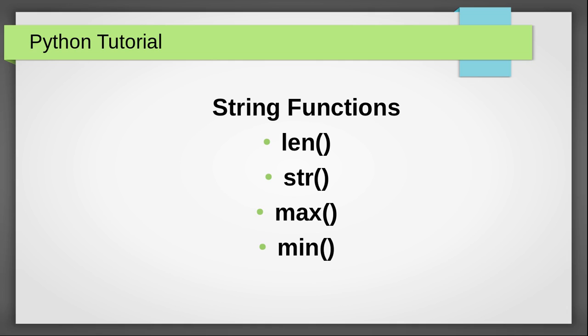The length function is used to find the number of characters in a string, and the str function is used to convert the non-string characters into string characters, and the max function is used to find the maximum alphabetical character in a string, and the min function is used to find the minimum alphabetical character in a string. So let me explain these functions with examples.